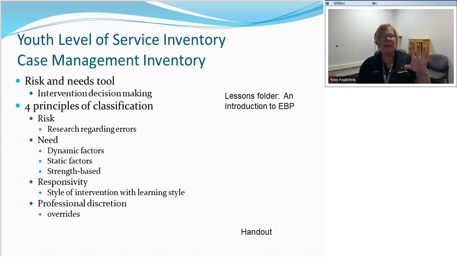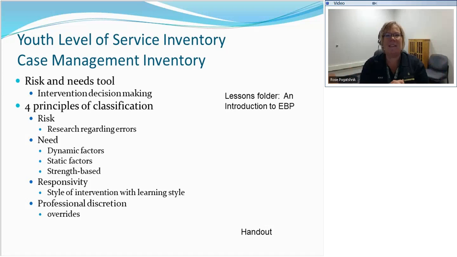Basically, the YLSI is based on several different principles. The first is assessing risk. And of course, it's important that we don't assess risk too high, because if we assess someone as being a high risk, we may not want to refer them to some programming that will help them because we think they're too much of a risk, but that program could really help. Vice versa, if we assess risk too low and they're more of a risk, we might put them in programs that are not appropriate because their risk was not assessed right.